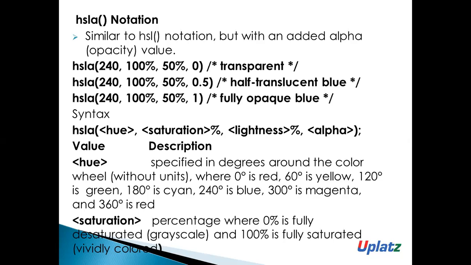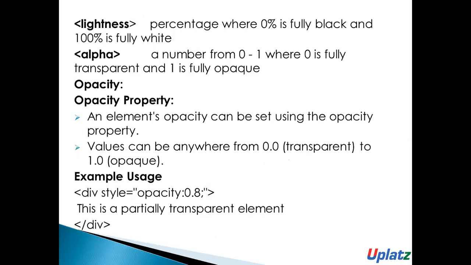So saturation is a percentage, where 0 percent is fully desaturated, grayscale, whereas 100 percent is fully saturated, which is vividly colored. So next is lightness. Lightness is a percentage where 0 percent is fully black and 100 percent is fully white. So next is alpha, a number from 0 to 1, where 0 is fully transparent and 1 is fully opaque.